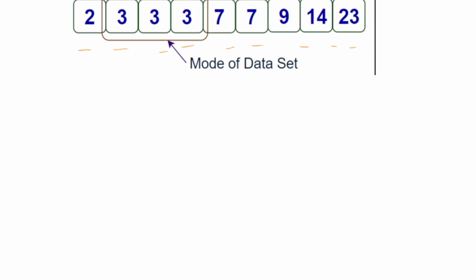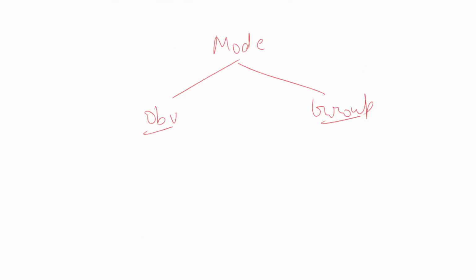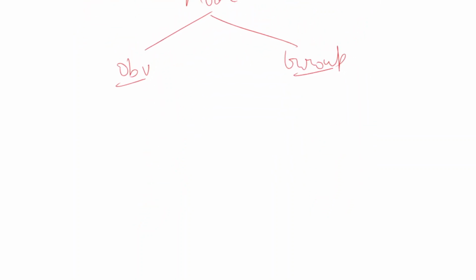Basically, there are two methods to find the mode. One is the observation method and the second is the grouping method. In both ways you can find it in your books. Today I am going to discuss the observation method for all three types of series. Let's start with the individual series first.